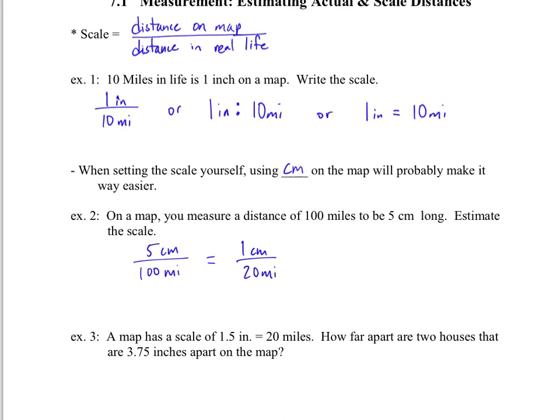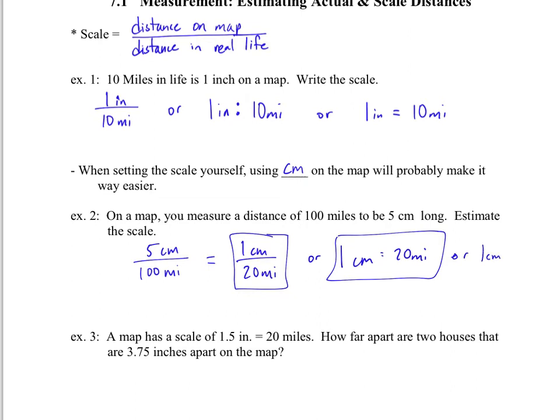So it's kind of like a ratio and rate, right? Unit, like whatever it's called. So that works. Or you could write it a different way. You could say 1 centimeter equals 20 miles. There is one more way we can write this one. One more way to write it would be 1 centimeter to 20 miles.